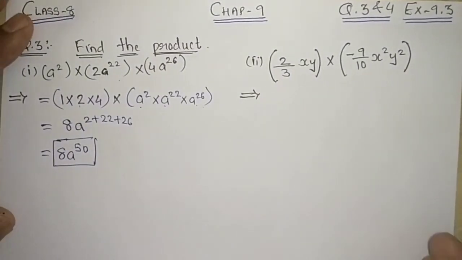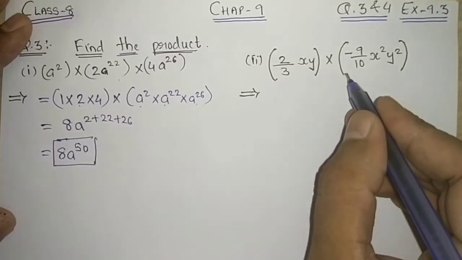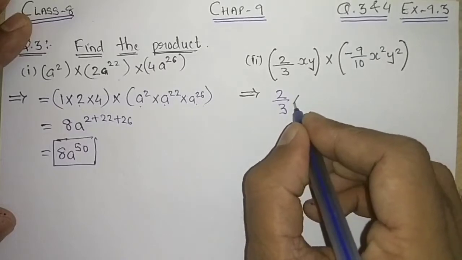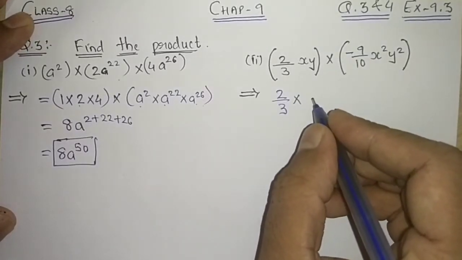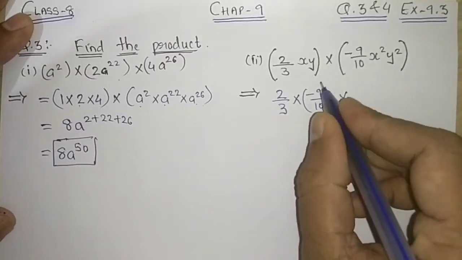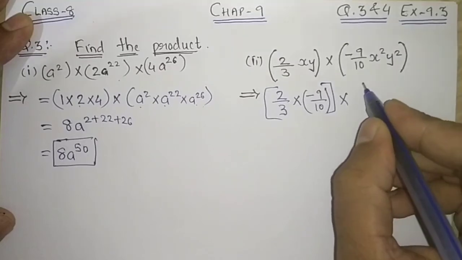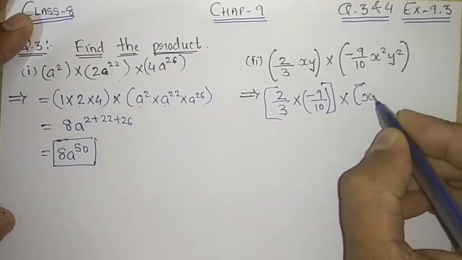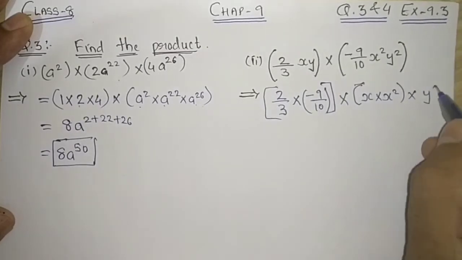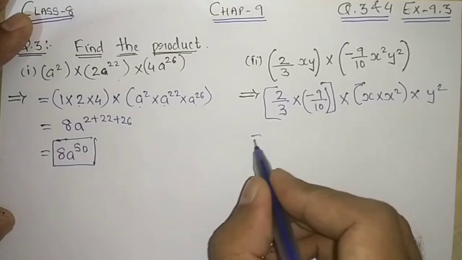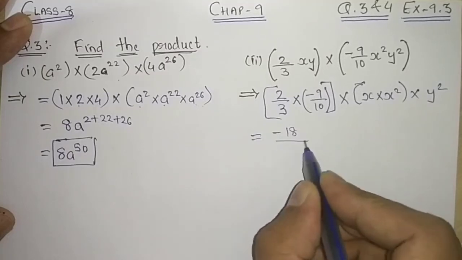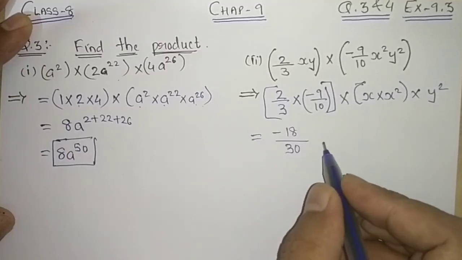Coming to part 2, again we will multiply 2 monomials. So we will take the numerical portion first. 2 multiplied by 2 by 3 into minus 9 divided by 10, then multiply the variable parts, x into x squared, and then finally y squared. Minus into plus will be minus, 9 2s are 18, divided by 3 10s are 30.